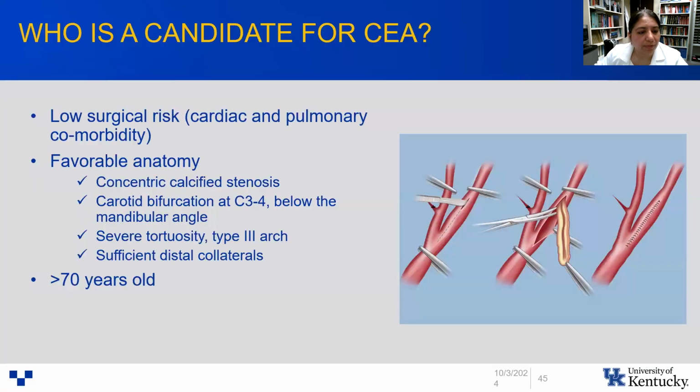If you have a carotid bifurcation, the most common location of which is below the C3, C4 level, below the angle of the mandible, you are able to expose that area very nicely, and you are able to deliver the plaque and suture up the vessels, and it does really well.